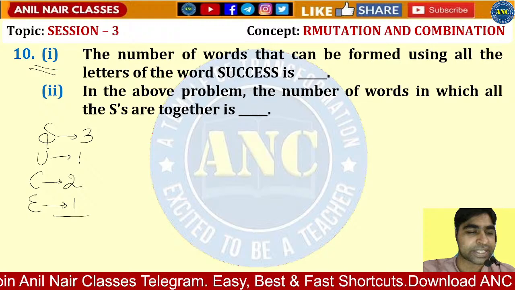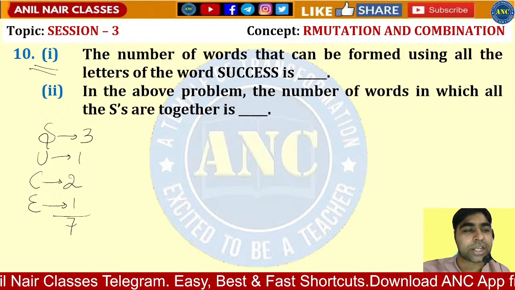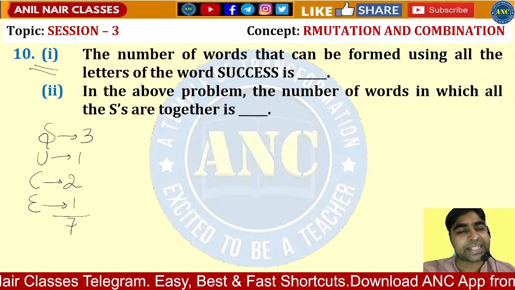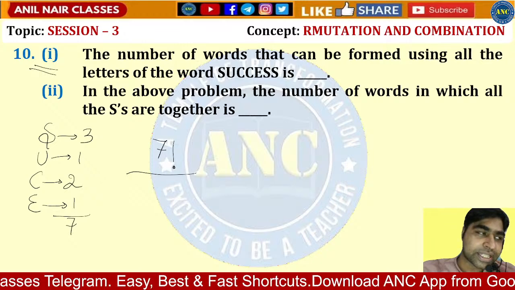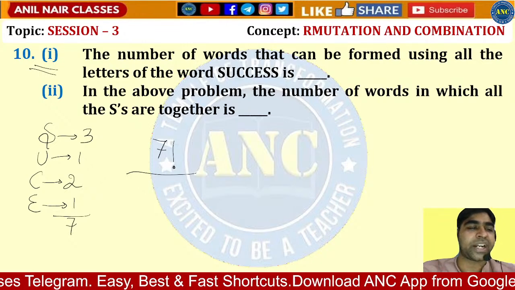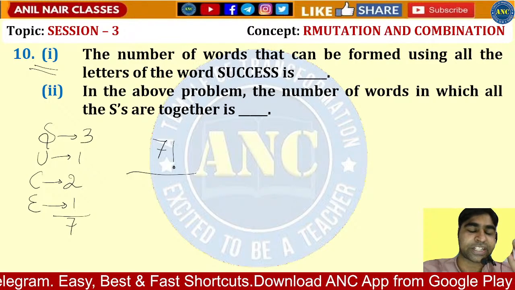Total there are 3 plus 1, 4 plus 2, 6 plus 1, 7. So there are 7 letters. So in how many ways can I place them? The answer would be 7 factorial, if all the S are different, all the U are different, all the C are different, and all the E are different.